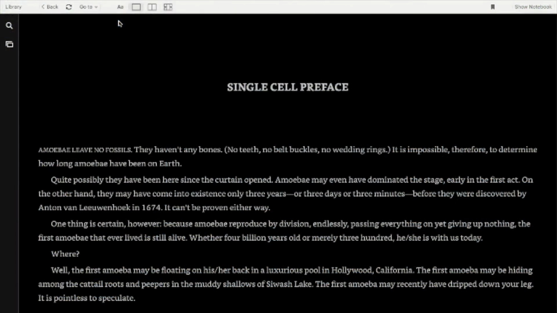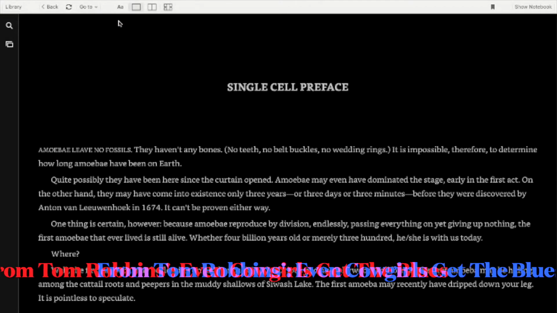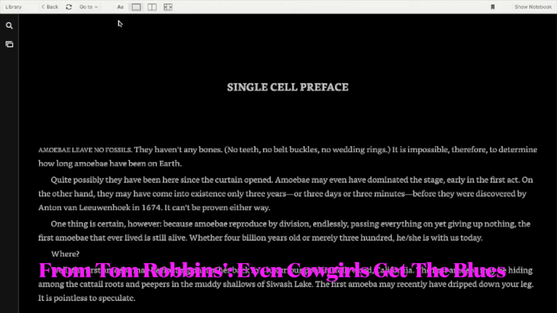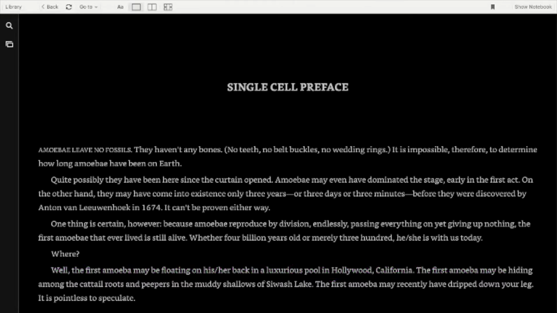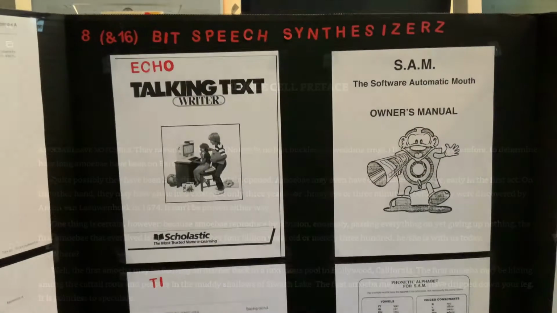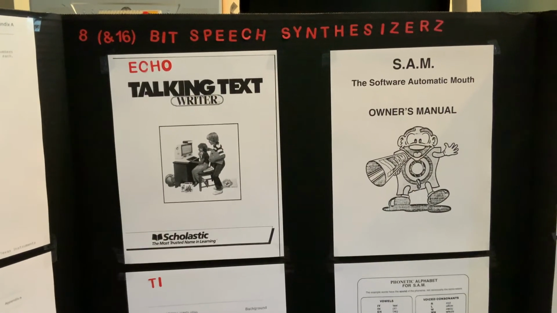Single cell organisms, amoebae, leave no fossils. They haven't any bones, no teeth, no belt buckles, no wedding rings. It is impossible, therefore, to determine how long amoebae have been on Earth. Quite possibly they have.